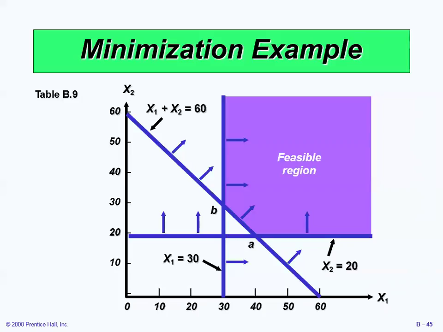And how do I get A or B? Well, I get B by putting x1 equals 30 in the equation. So that's 30, 30. I get A by putting x2 equals 20, so 40, 20. So it's either 40, 20 or 30, 30. Find the total cost at each of these. That's basically how we do this.